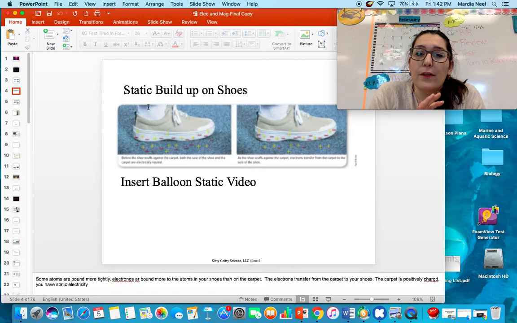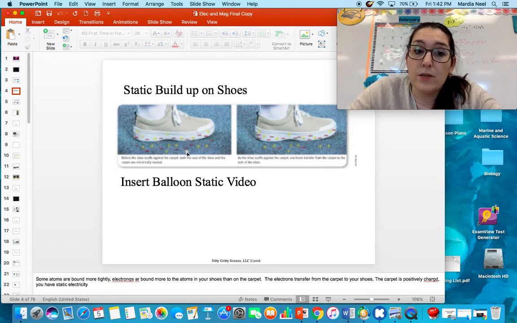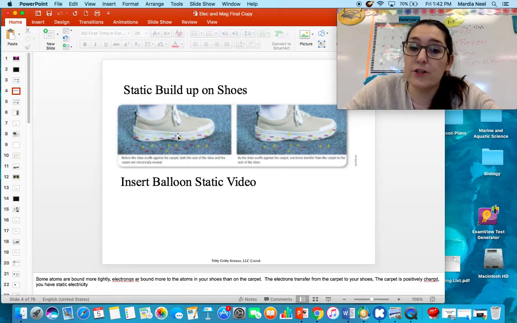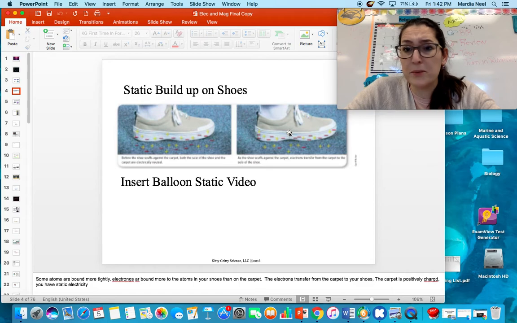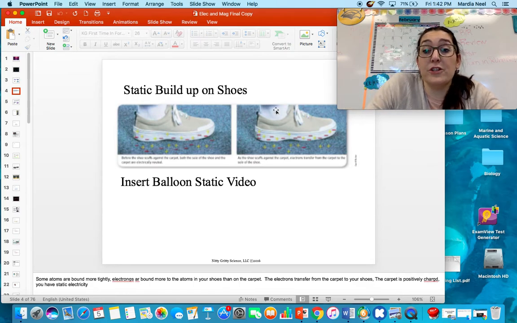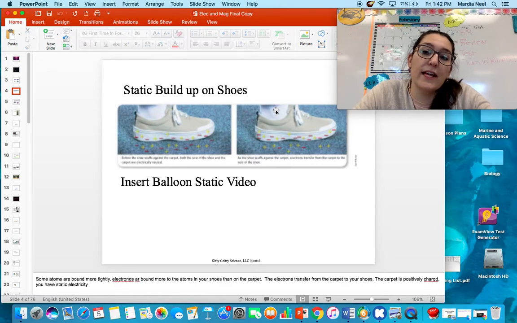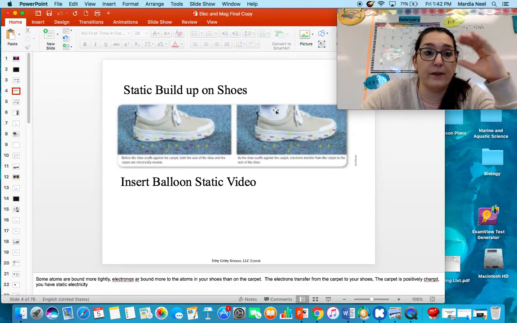But the electrons in the carpet aren't bound so tightly. They're able to move. So those electrons rub from the carpet and they transfer from the carpet to the positively charged protons in your shoes. So when they transfer to those positively charged protons in your shoes, now there's more positive in the carpet and more negative in your shoes. So you have extra negative charges. And that's what makes things stand up on end. That's what allows you to shock people, is that transfer of those negative charges and a buildup of negative charges on one side and positive charges on the other.